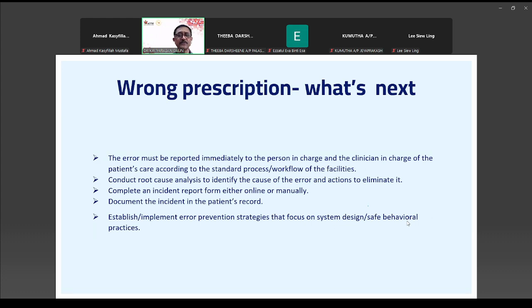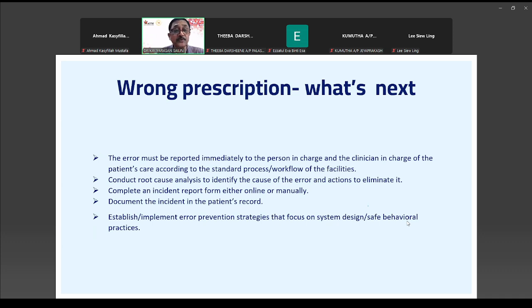So immediately what to do next is the error must be reported immediately to the person in charge, okay, your FMS, and the clinician in charge of the patient's care according to the standard procedure. Each KK will have their own procedure, but if you're private, you need to have an SOP. That means you call the patient, inform your superior or your staff, and then you find out why this happened. Is it because you were in a hurry? Is it because you missed the diagnosis, or is it because you didn't look? Why? How could it be prevented and eliminated?